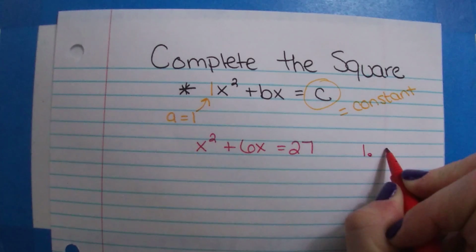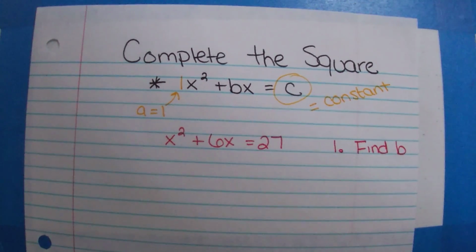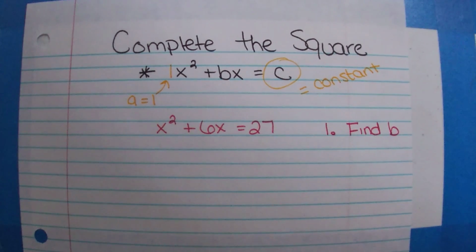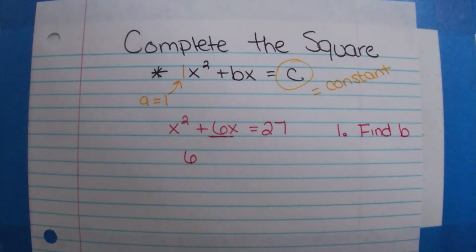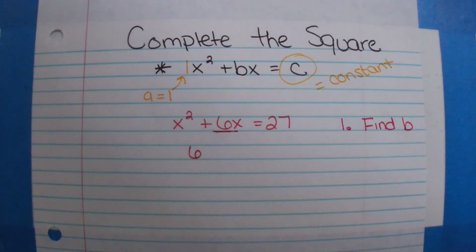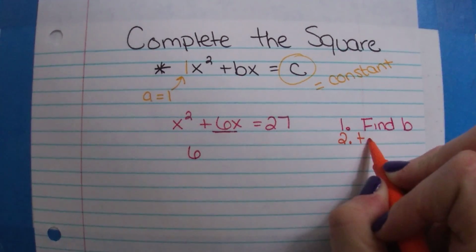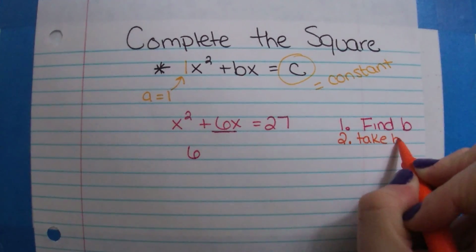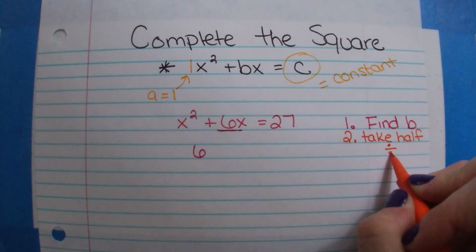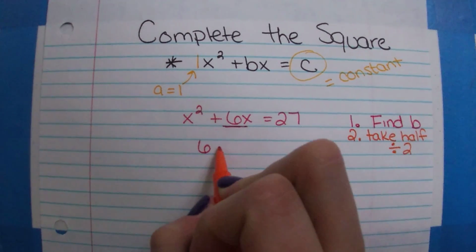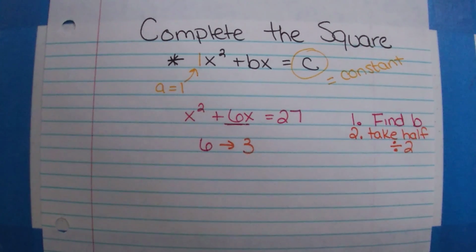So step 1, we are going to find b. Okay, so just like when we were doing this before, b is the number in front of x. So I'm going to find b, which is 6. Okay. Step 2, we are going to take half of that. So if you're like, oh my gosh, I'm terrible, taking half is really just dividing by 2. Okay, so we're going to take 6, and we're going to divide it by 2, which gives us a 3.